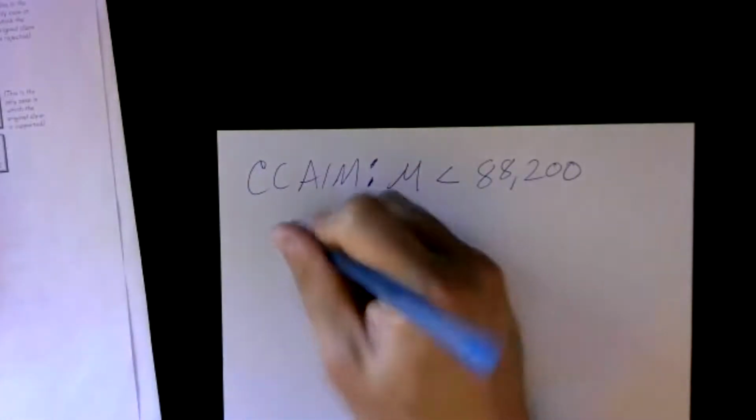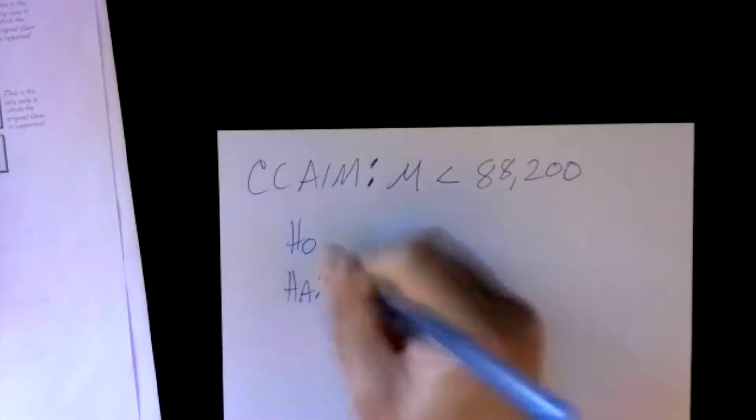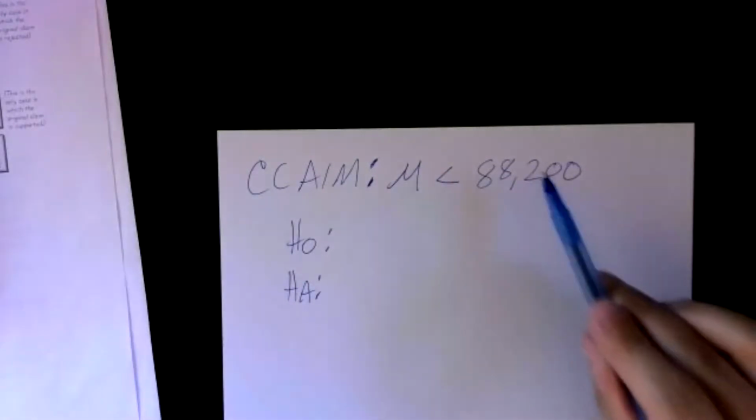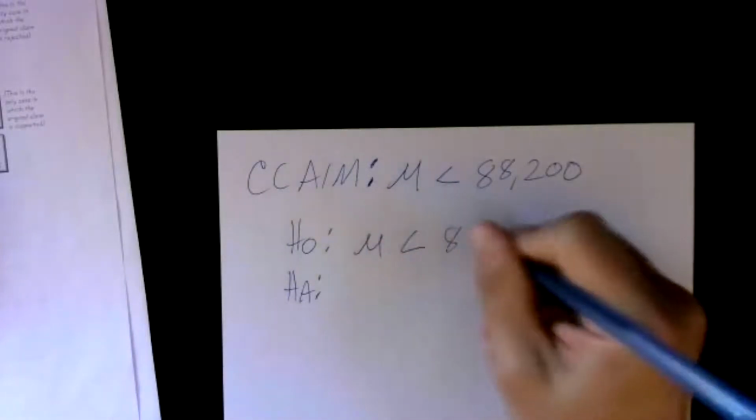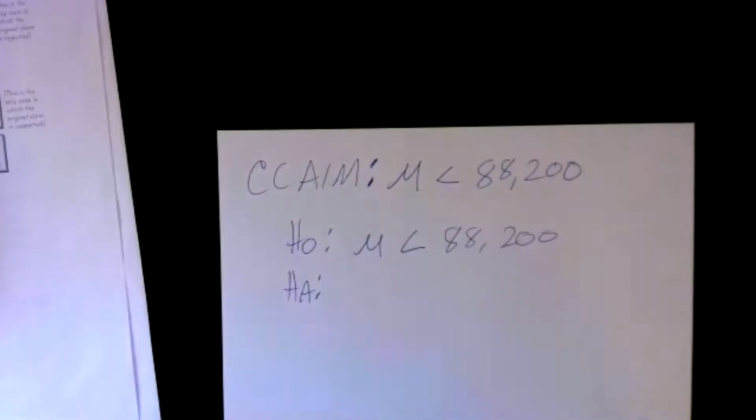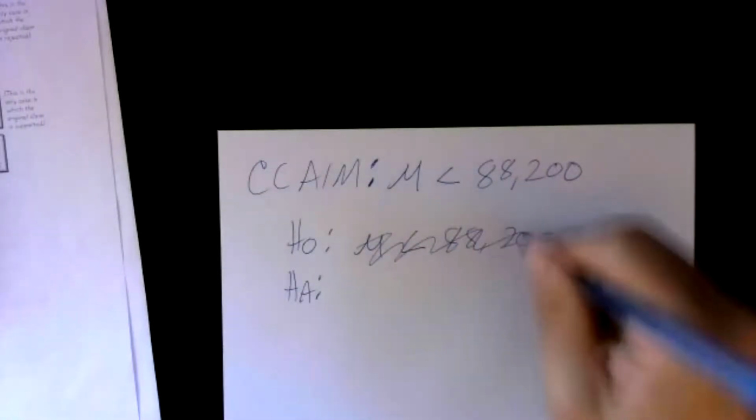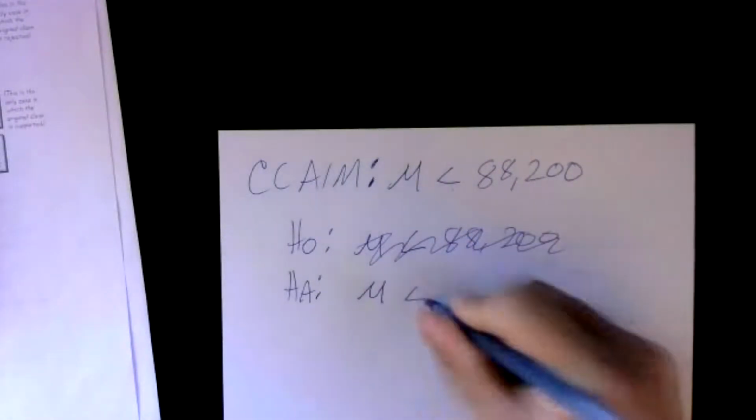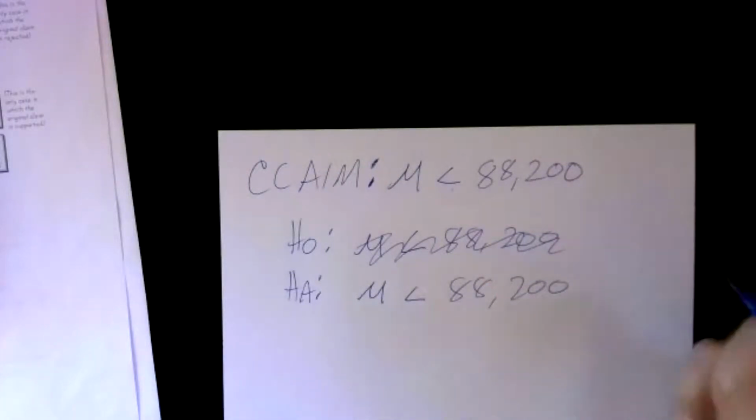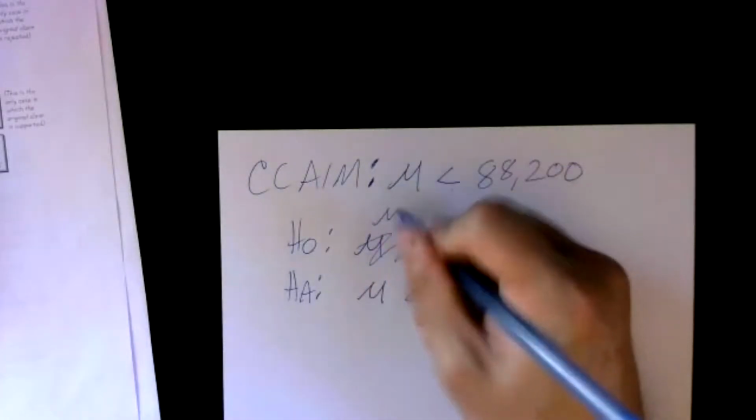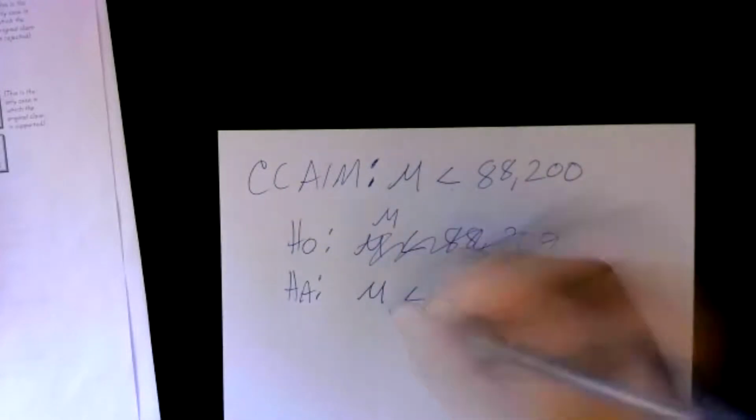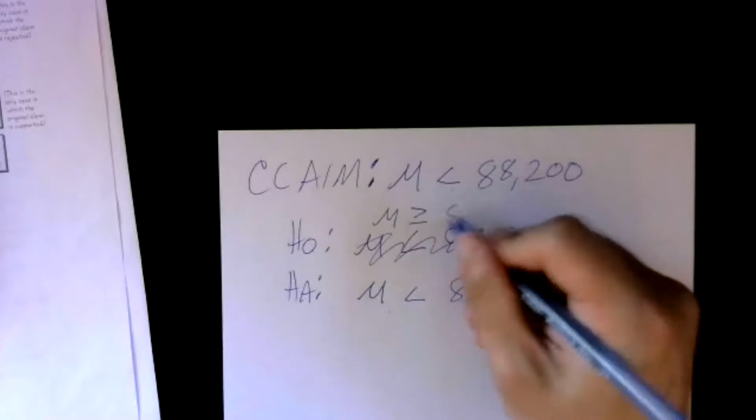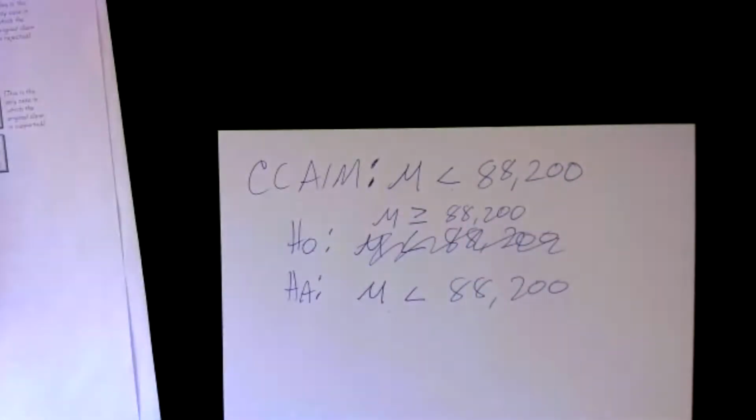Okay, state the hypotheses. The claim does not contain equality, so it goes in the null hypothesis. That's wrong. Does not contain equality, it goes in the alternative hypothesis. The null hypothesis is the complement, so it's the opposite of everything else. So it's not less than, it's greater than or equal to.